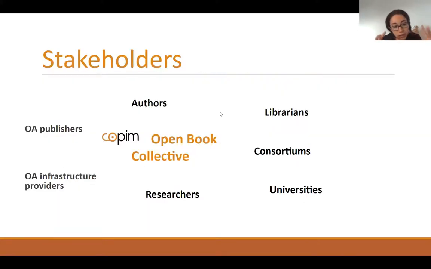So the stakeholders in our platform, we recognize as authors, librarians, consortiums, universities, researchers, publishers, and infrastructure providers. All of these people are working together with the mission for sustainable OA educational books, but obviously they have needs and demands that are sometimes not entirely the same. And our challenge is for all of these people to work together in an egalitarian way as a collective that meets everybody's needs through this platform.